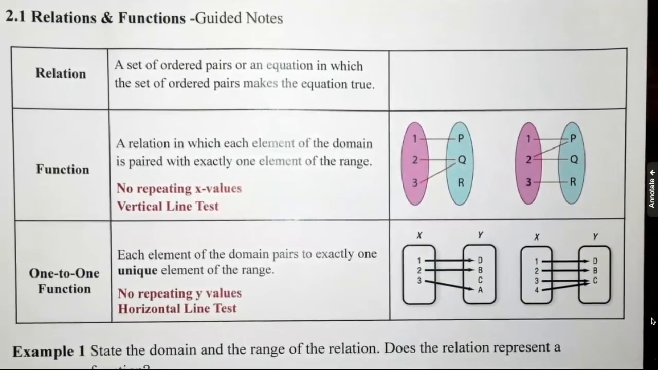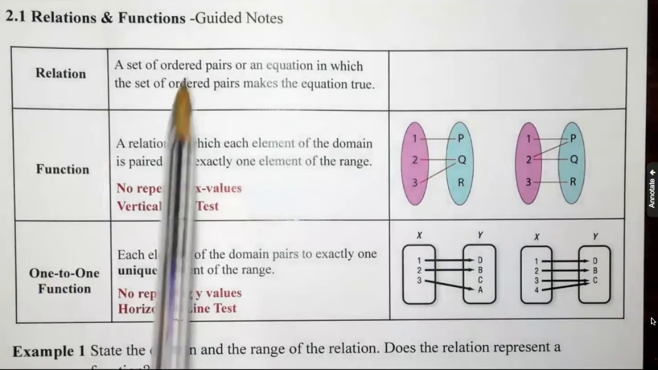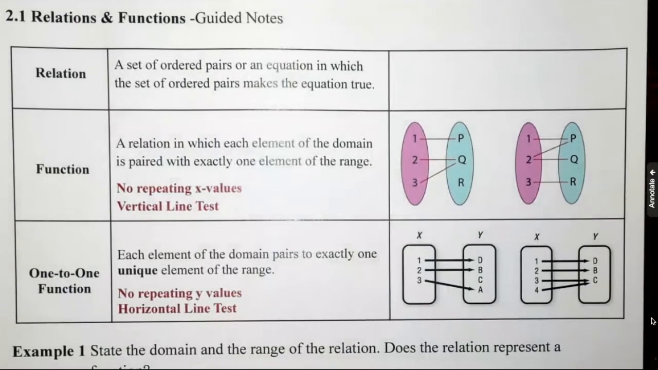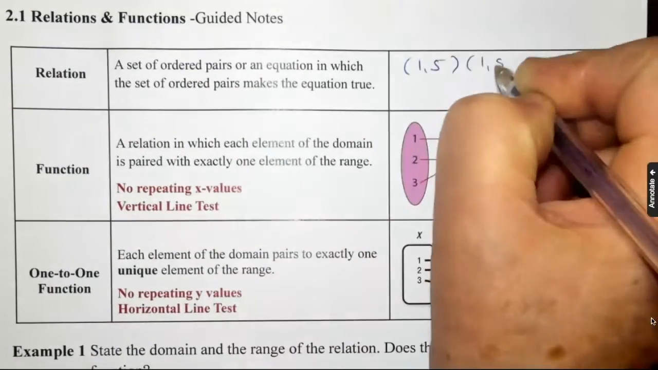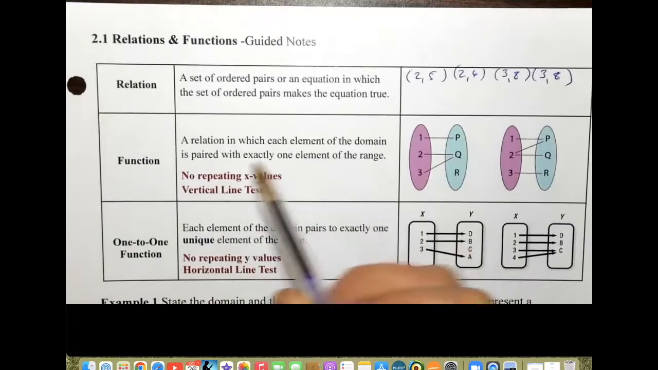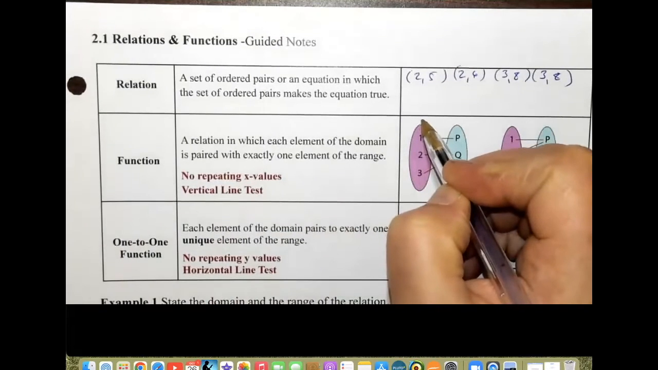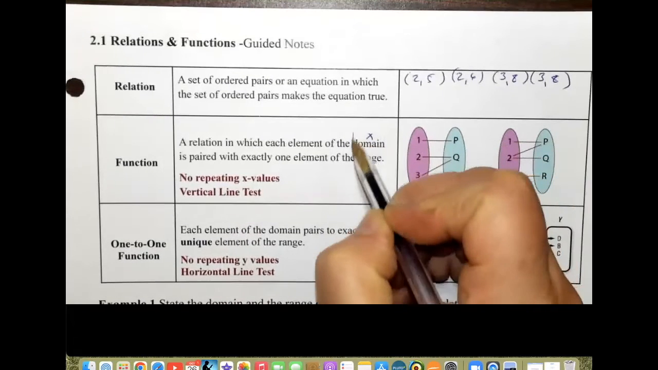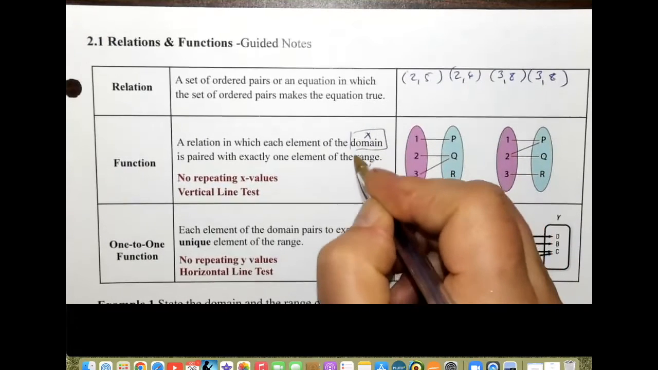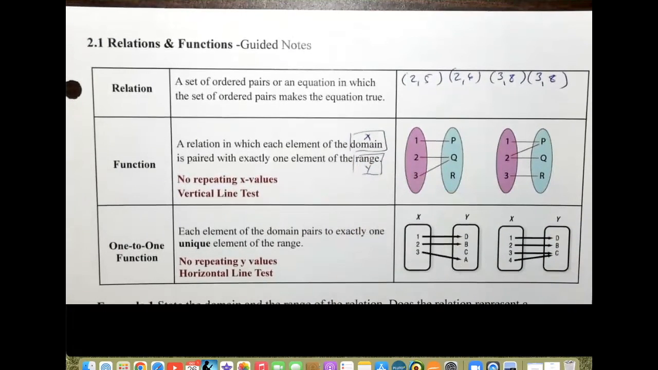Relations and functions. Definitions. Relation: a set of ordered pairs or an equation in which the set of ordered pairs makes the equation true. So you could have ordered pairs. Okay, so a function, we've actually talked about these before. It's a relation in which each element of the domain, this is the domain, is x, is paired with exactly one element of the range, and the range has to do with y. So each x is paired with a y.